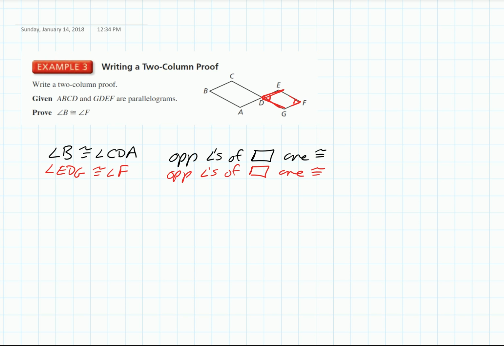Next, we'll take a look at the two angles in the middle. They both kind of look like they're angle D. This one here on the left and this one here on the right. We'll call this one CDA and the one on the right EDG. And we'll say here that angle CDA is congruent to angle EDG because they are vertical angles.